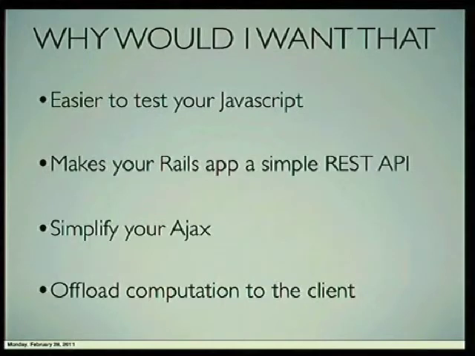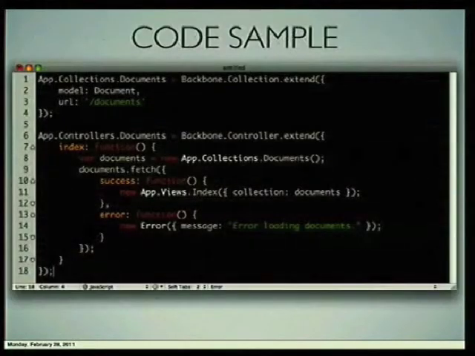Simplifies your AJAX. Even with the Rails helpers, AJAX can still get a little bit bulky. Backbone essentially gives you this nice method called fetch, which will go out and get the models that you're looking for. And it also lets you offload some of your computation to the client. Rendering templates can be kind of an expensive process, and in this case you can just send JSON, which is pretty light, off to the client and then have the client actually render it.